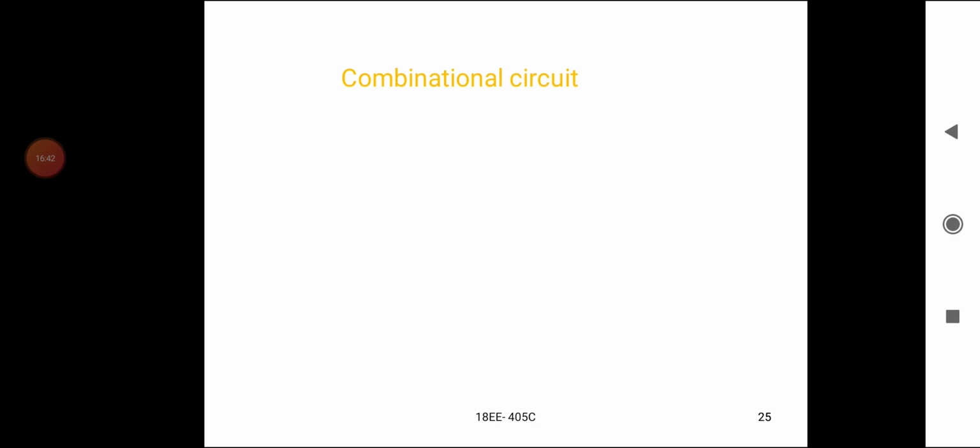Next topic is combinational logic circuits. Its output depends only on present inputs. The combinational logic circuit's output depends on the present state of the inputs. It consists of a combination of gates. The combination of gates are basic gates, universal gates and exclusive OR gates.